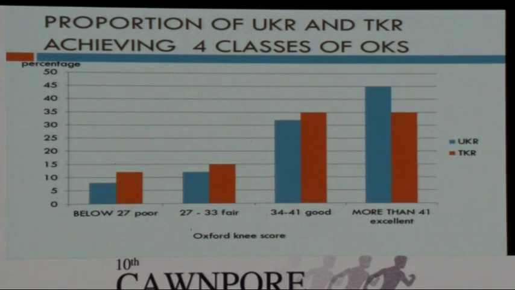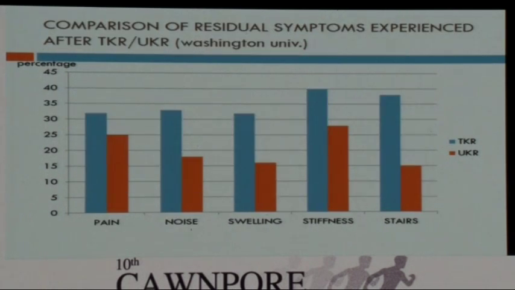Now this is again the Oxford knee score. So as far as the Oxford knee score is concerned, this is the result at the end of 6 months. As you can see, UKA is doing more excellent than fair, good or below par. So when it comes to comparing with TKR, in these three categories, UKA is below TKR, but in the excellent category, we got more UKRs.